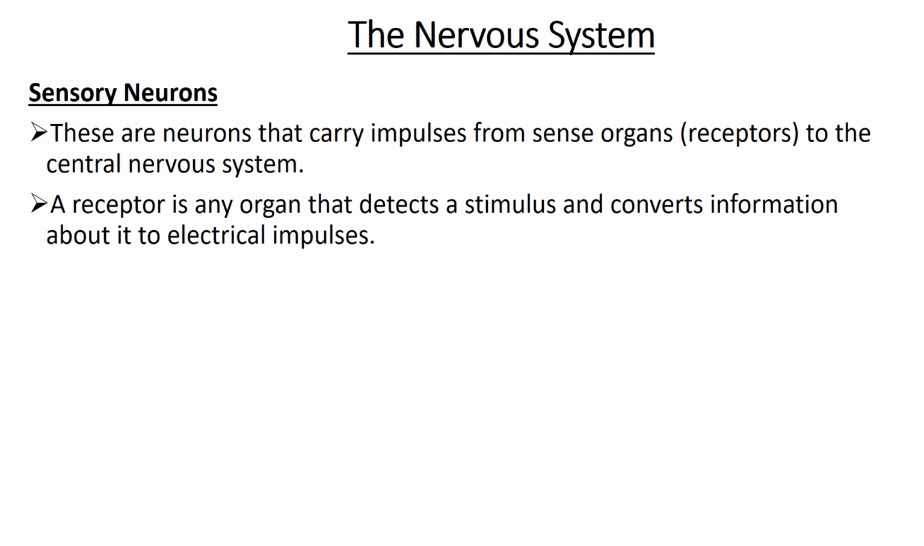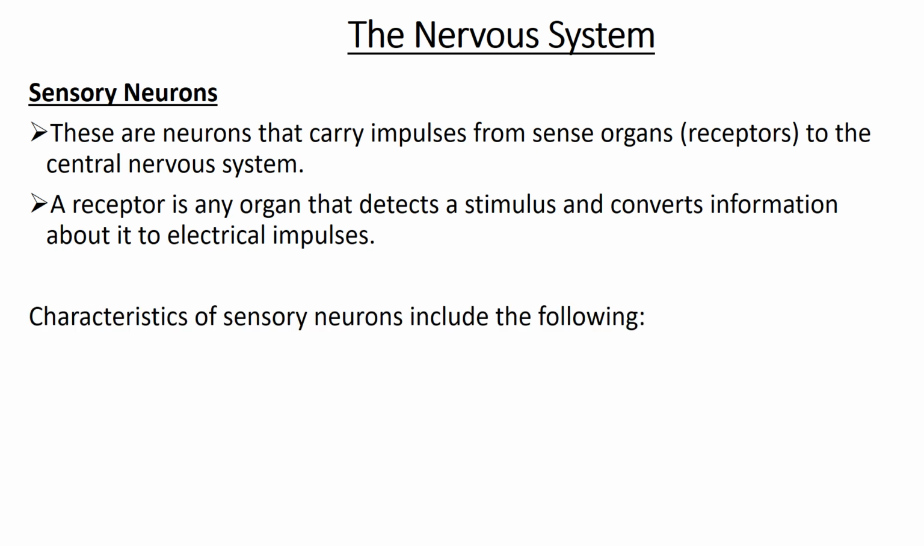For example, for the eye, when light enters the eye, that light is going to be detected and converted to electrical impulses. Once converted, they are going to travel in sensory neurons. They pass through lots of connected sensory neurons and are taken to the central nervous system, which is the spinal cord and the brain. So that's what sensory neurons are about. They get information from sense organs and transmit this information to the central nervous system.